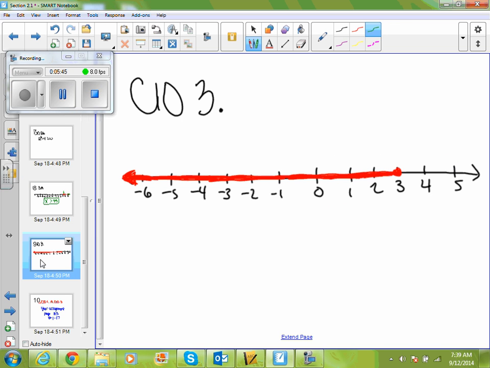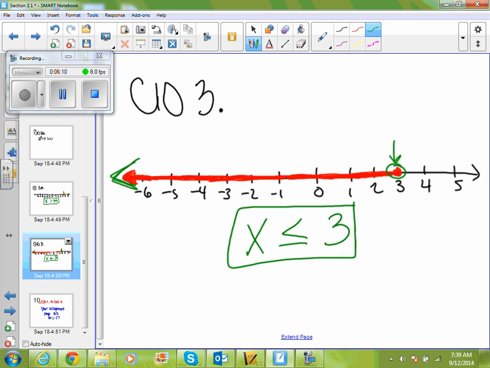If I do the same thing on number 3, I'm going to use my variable x. I look at my point and I'm at point 3. My inequality is pointing to the left, so I know it's going to be a less than inequality. And I also notice that my circle is a closed circle, so I include the line underneath. So x is less than or equal to 3.